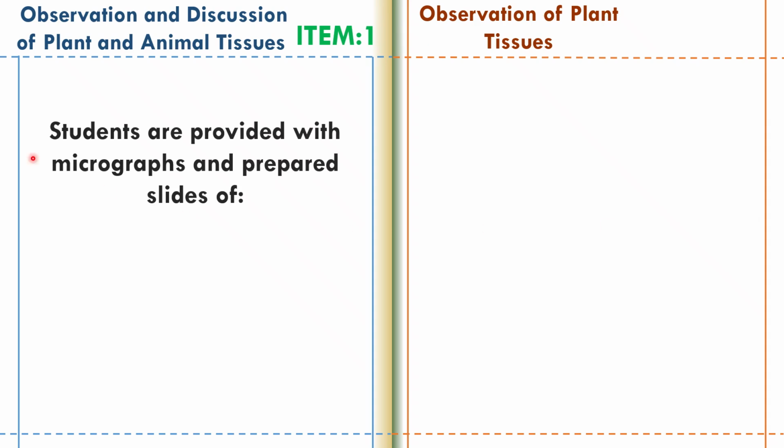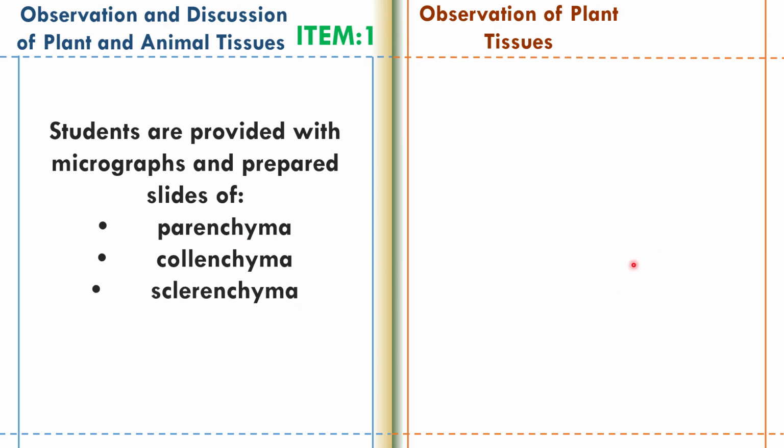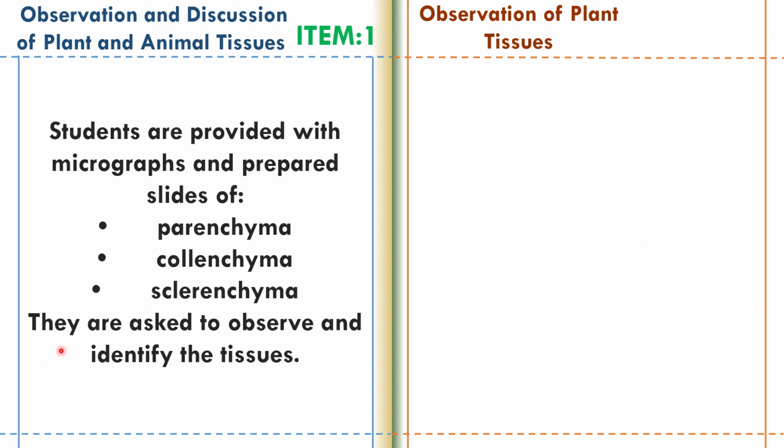Observation and discussion of plant and animal tissues. Item 1. We are going to observe plant tissues. Students are provided with micrographs and prepared slides of parenchyma, collenchyma, sclerenchyma. They are asked to observe and identify the tissues.